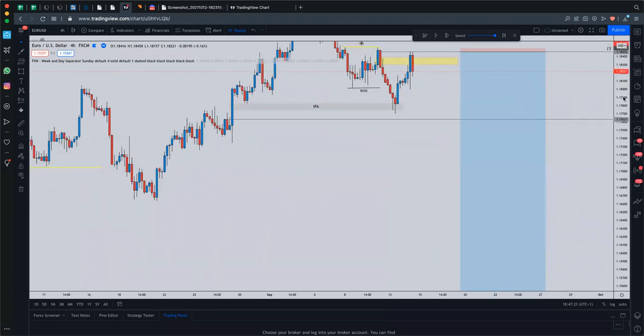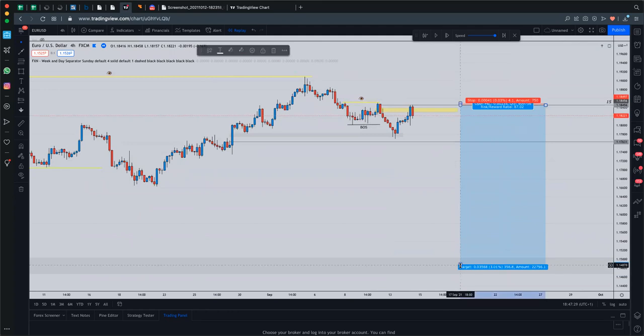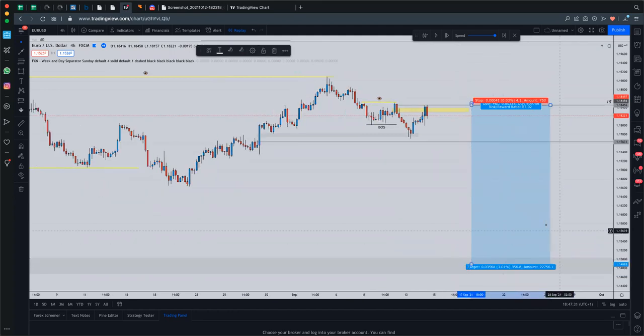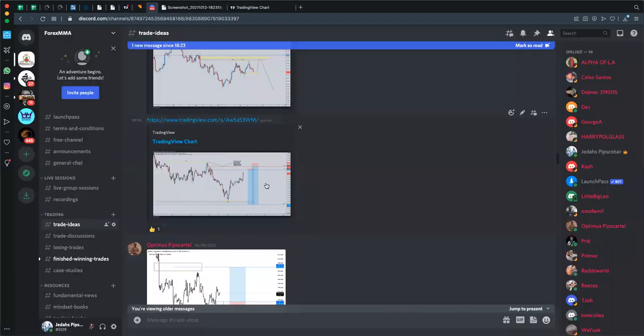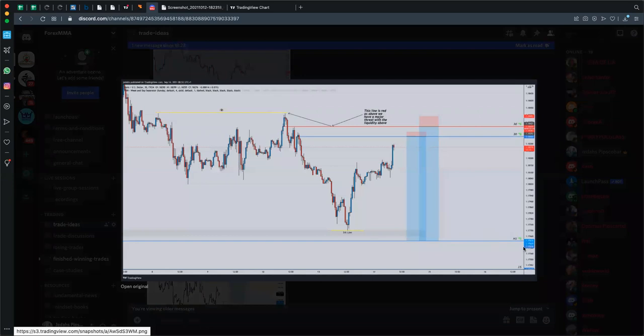So we see that. So what am I targeting now? Yes, we can see the IPA down here, but first targets. When I initially did send this out, we were already targeting, what's the price here? 17,620. That's what was targeted initially.